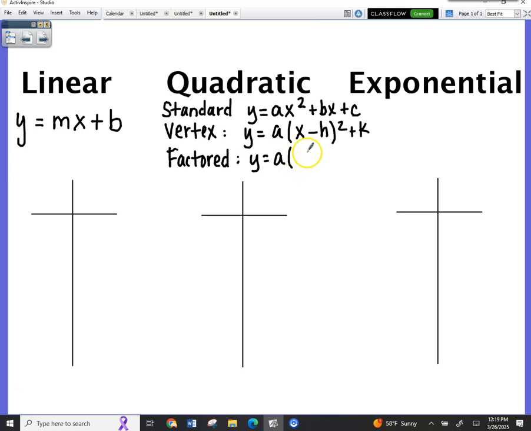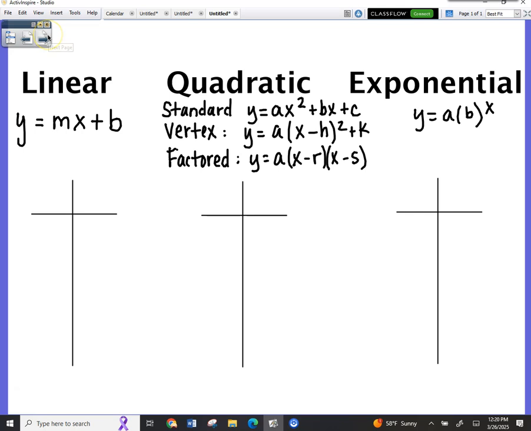X minus R, and what's that other one? X minus S? And then exponential, thankfully, only has the 1. Right? You with me? We've already gone over this, but let me show you some mnemonic devices to help you.